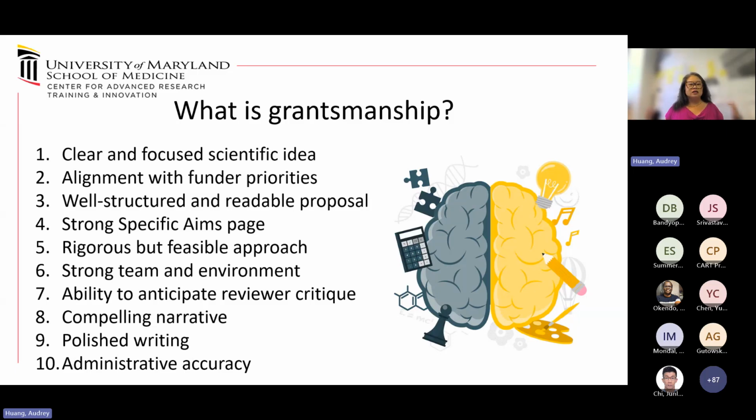You should have a strong team and research environment. And that goes beyond you. If you're applying for career development awards, that means your mentorship team. If you're just starting a lab, it means your collaborators and your staff in your lab. The environment, your home institution, needs to have the resources and needs to support you. I'll talk a little bit about that today.